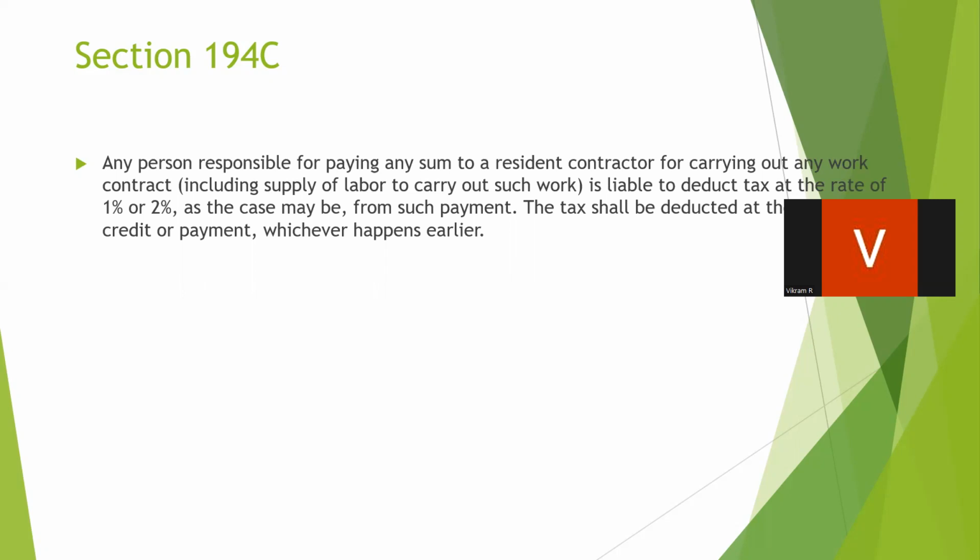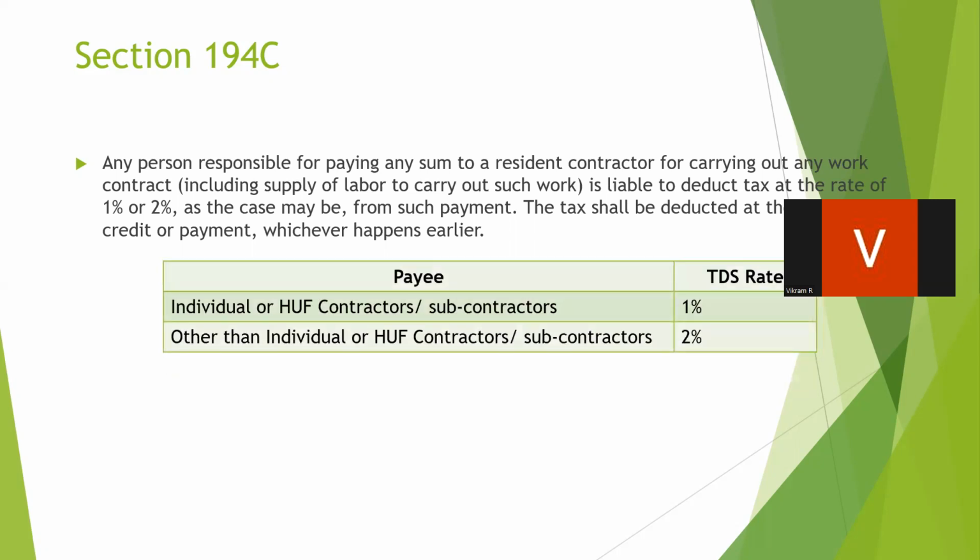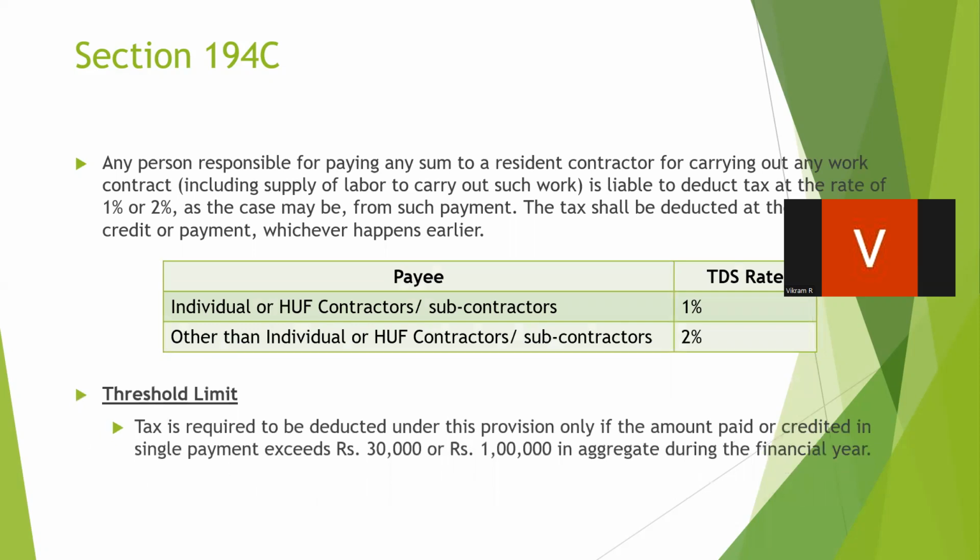The rate of 1% is for individual or HUF contractors. For contractors other than individual or HUF, it is 2%. There is a threshold limit for this section 194C. Tax is required to be deducted under this provision only if the amount paid or credited in a single payment exceeds 30,000. That is, if a payment exceeds 30,000, they have to deduct the TDS at 1% or 2% according to their nature.